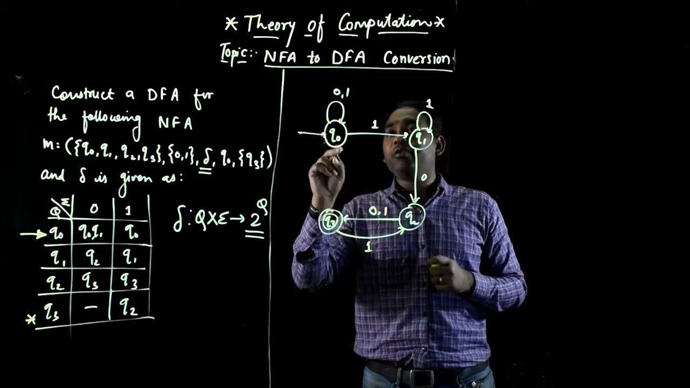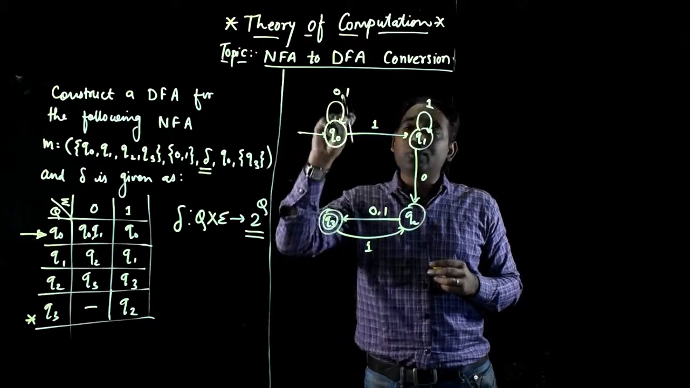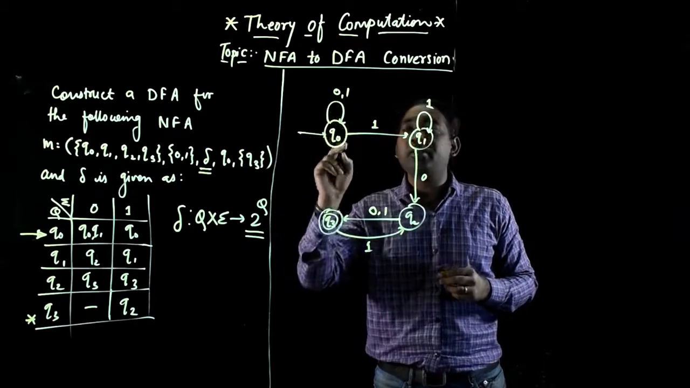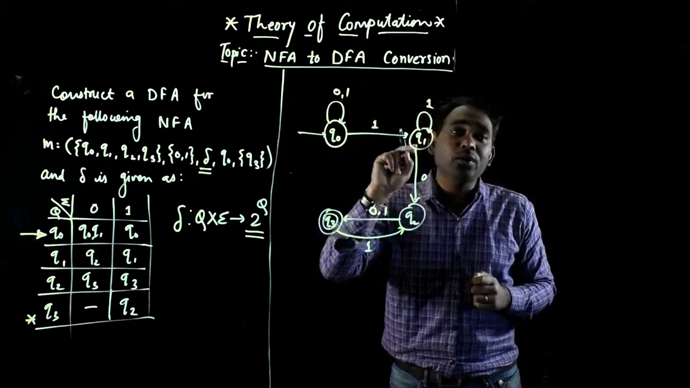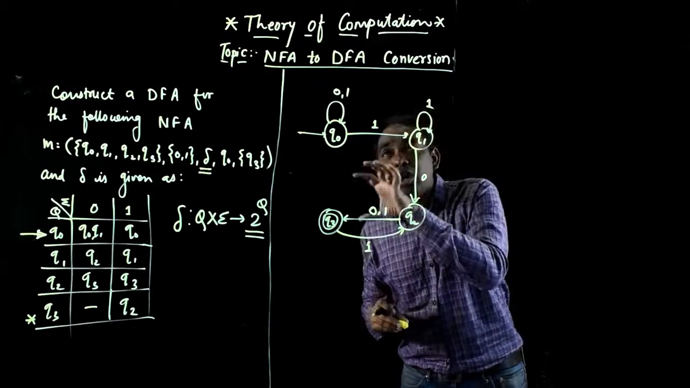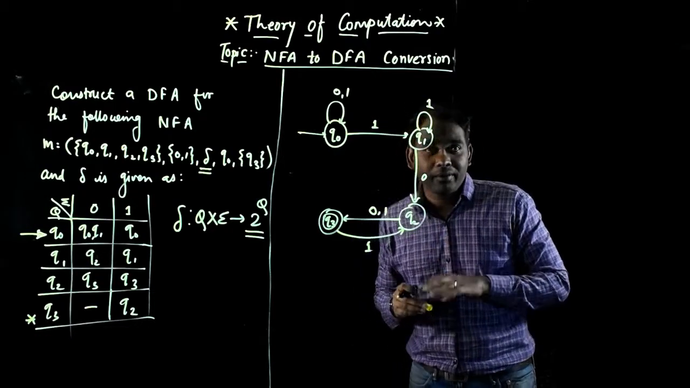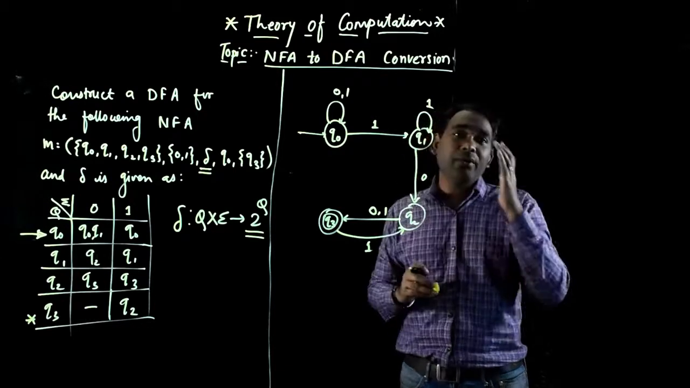From this Q0, on 0 it is going over here, but on 1 it goes to Q0 itself. There is a self transition, and on the same input symbol, that is 1, it is also going from Q0 to Q1. That indicates that this diagram belongs to an NFA, right? So how to convert the given NFA to its equivalent DFA?